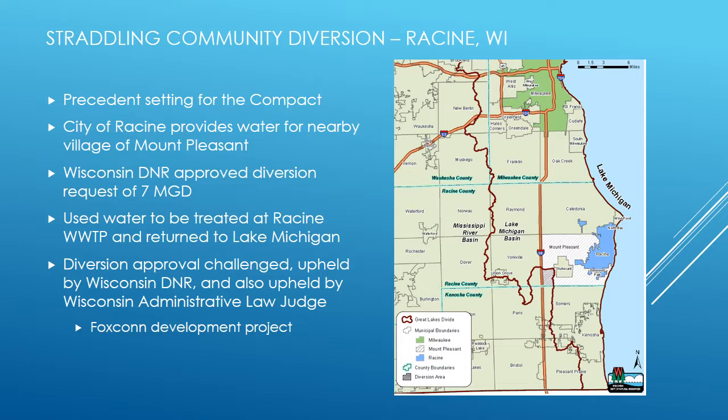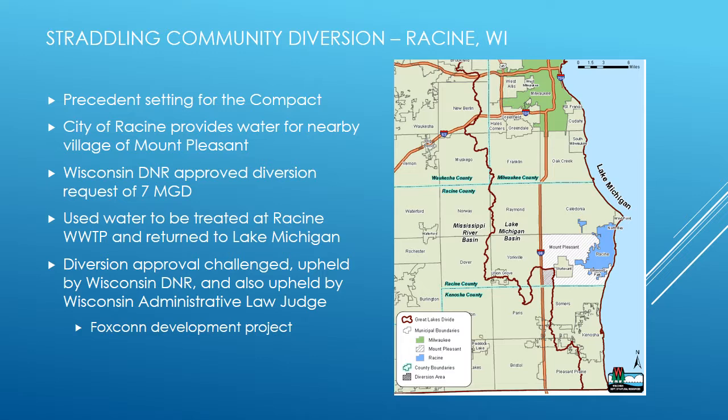The second straddling community diversion case study we're going to look at is Racine, Wisconsin, and this was a precedent-setting diversion for the Great Lakes Compact. The city of Racine, Wisconsin provides water for the nearby village of Mount Pleasant, which you can see to the west of the city of Racine on the map. The city of Racine is defined as a straddling community per the compact, since most of the area of Mount Pleasant lies within the Lake Michigan Basin, with the southwestern portion of the village lying on the other side of the subcontinental divide within the Mississippi River Basin.